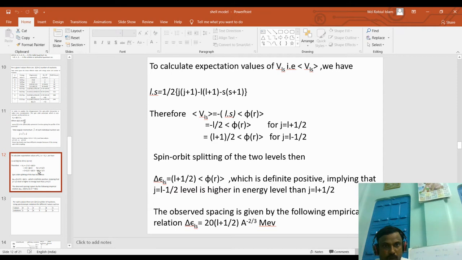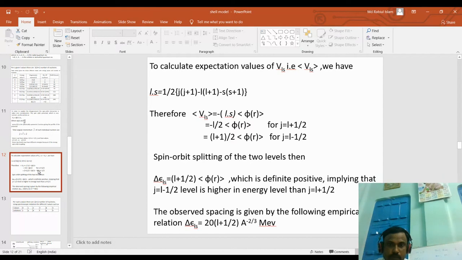And if we put L dot S for the two different values of J, that means J equal to L plus half and J equal to L minus half, in the L dot S equation, then the average value of VLS would come out to be minus L by 2 times the average value of phi r for J equal to L plus half, and L plus 1 whole by 2 times the average value of phi r for J equal to L minus half.